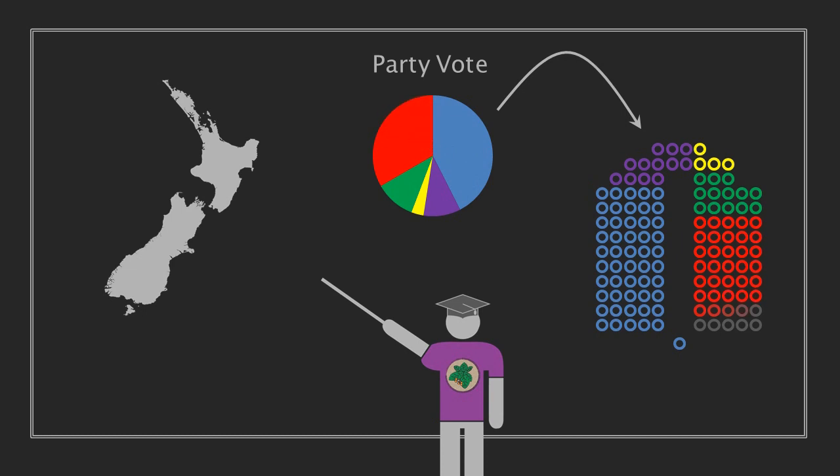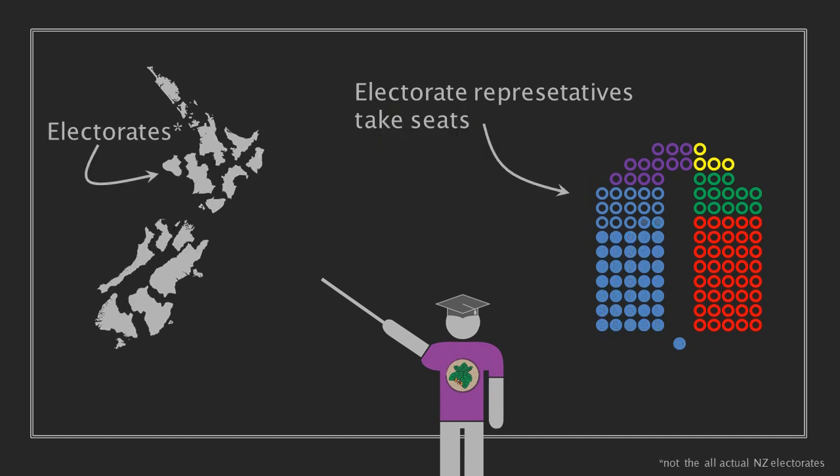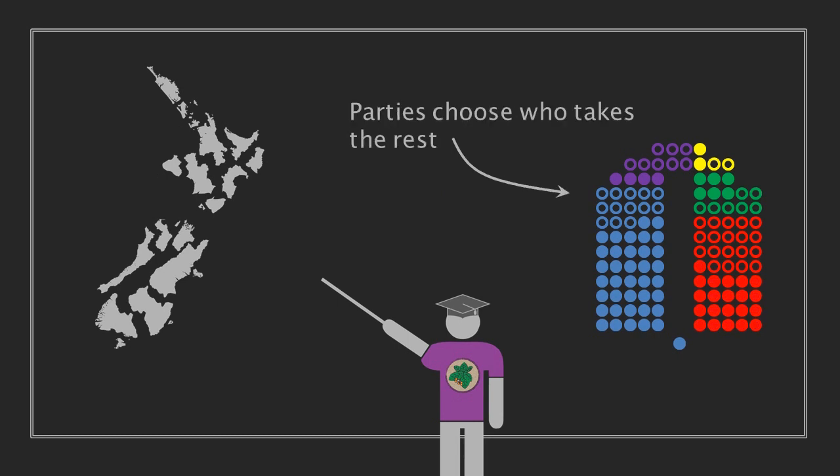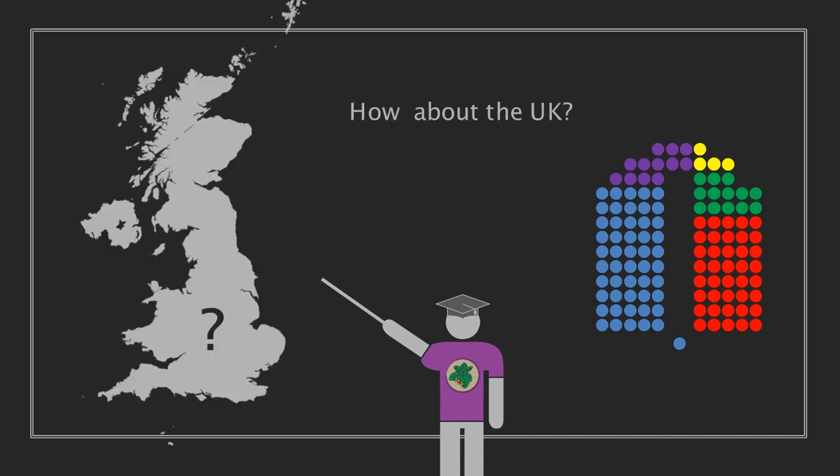The seats are first filled by politicians who win the seat of their constituency in the 71 electorates, each run as a first-past-the-post election. But then, parties can fill the remaining seats they have won with politicians on their list, published before the election. So how might this system play out in the United Kingdom?